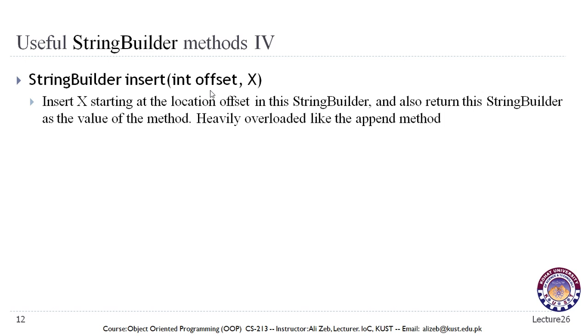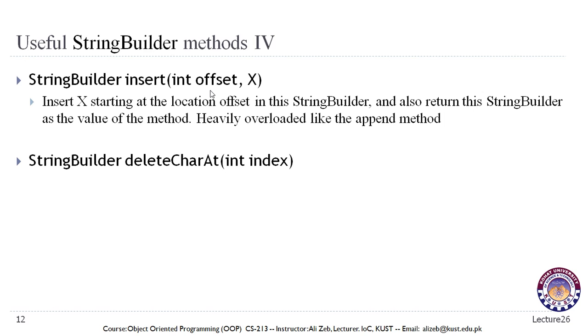It is also heavily overloaded like the append method. By that we mean that we can pass any value to it. As we saw in the example, it can be a float, it can be an object of the Object class, it could have been a string, or we also passed doubles and integers, and it was able to insert all of those values into our string builder object.